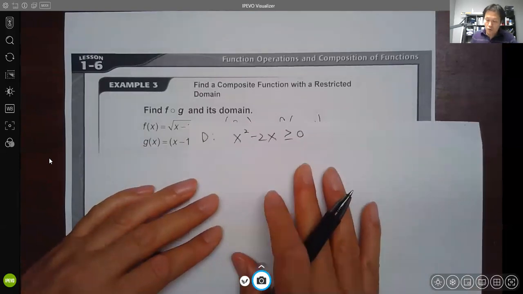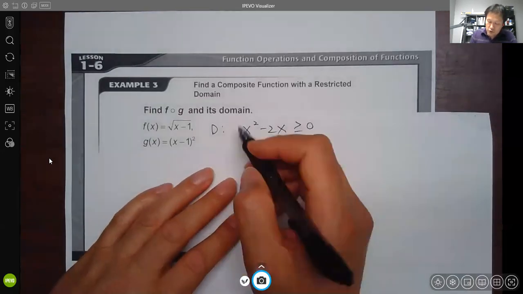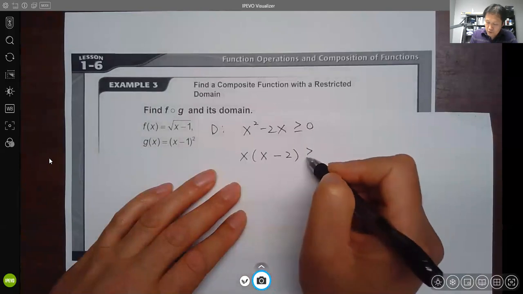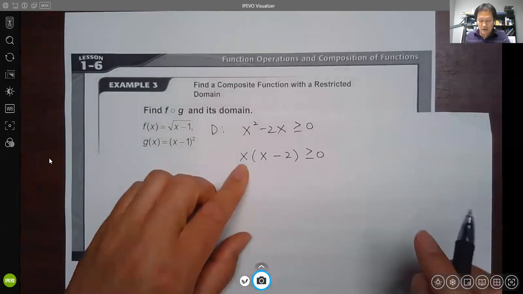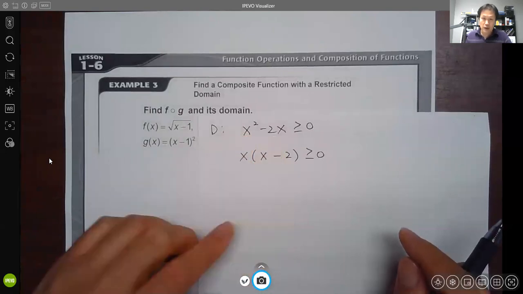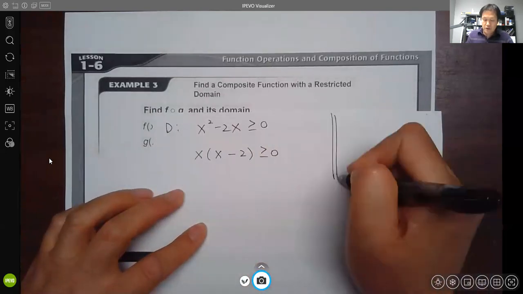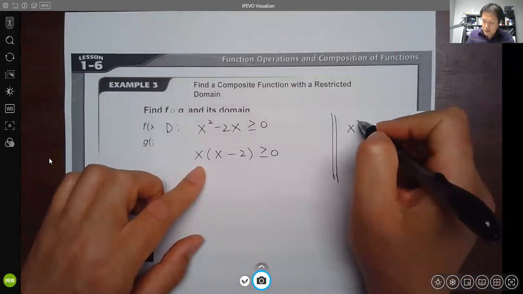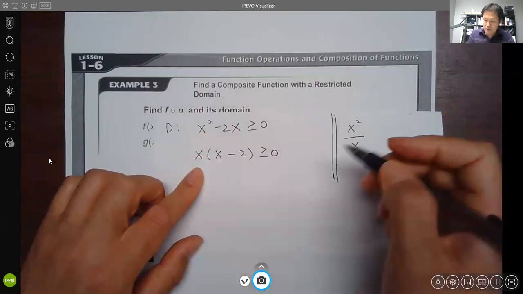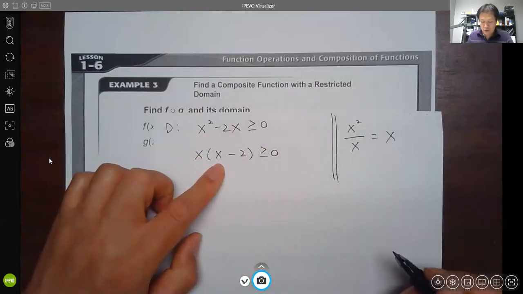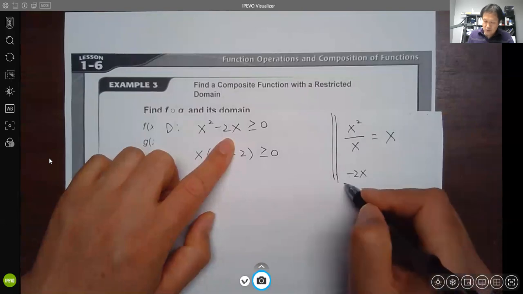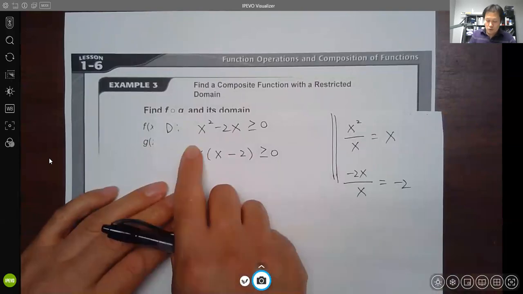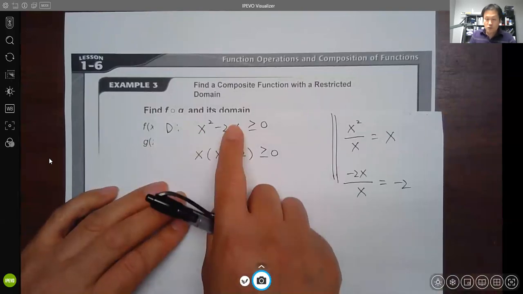So I'm going to show you both. What I like to do here, I factor it. I factor x out: x times x minus 2 greater than or equal to 0. I factor x out from x squared, and I factor x out from minus 2x, because I know x is a common factor. In case you're not following what I mean by factoring, x squared divided by x gives you x. That's why you have x here. Minus 2x: factoring x out means dividing by x, cancelling things out. That's why you have minus 2. So when you distribute, you get this.